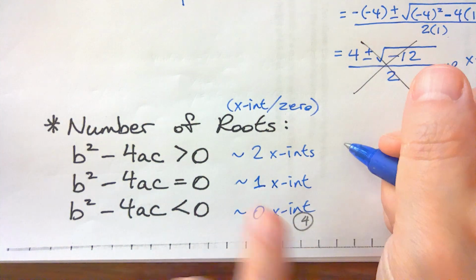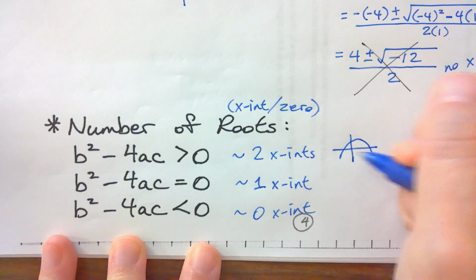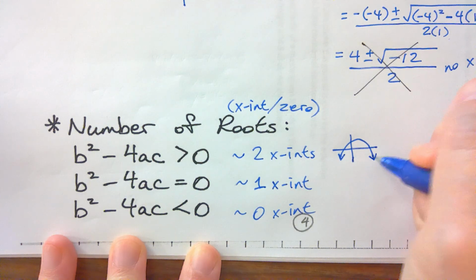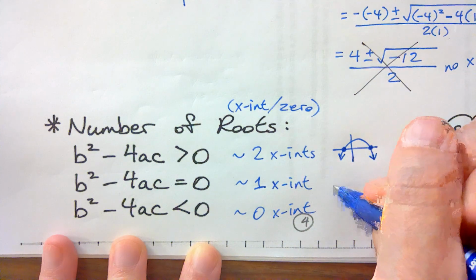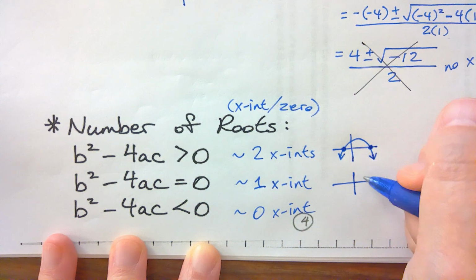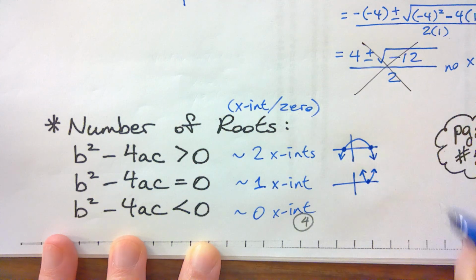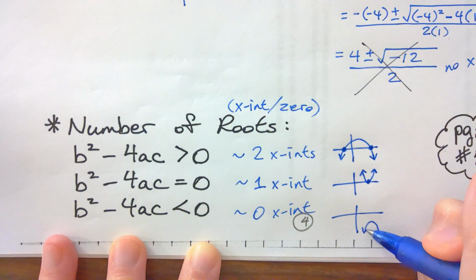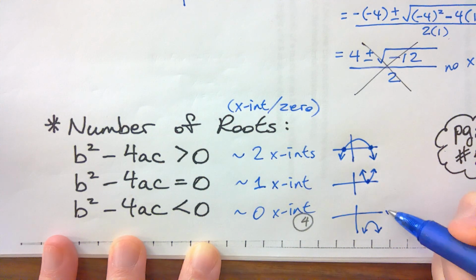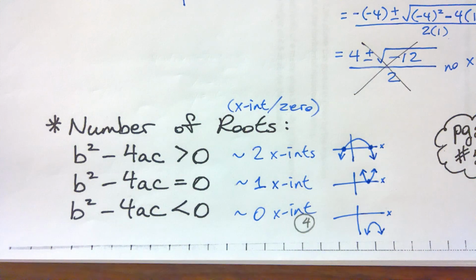Okay, and if I were to do a quick little sketch visually, all right, this one looks something like this with your 2 x-intercepts. This one looks something like this with the 1 x-intercept. And then this one can look something like this, where it has no x-intercepts. All right, does that make sense?